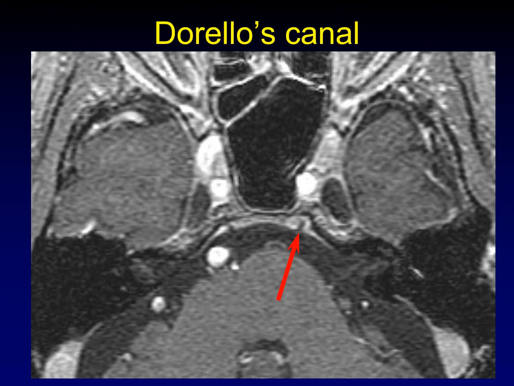You can see the same finding on post-contrast imaging, where the nerve is breaking through this basivertebral plexus and extending into Dorello's canal at the bottom of the clivus. Once it's in the canal, you really can't see it anymore.